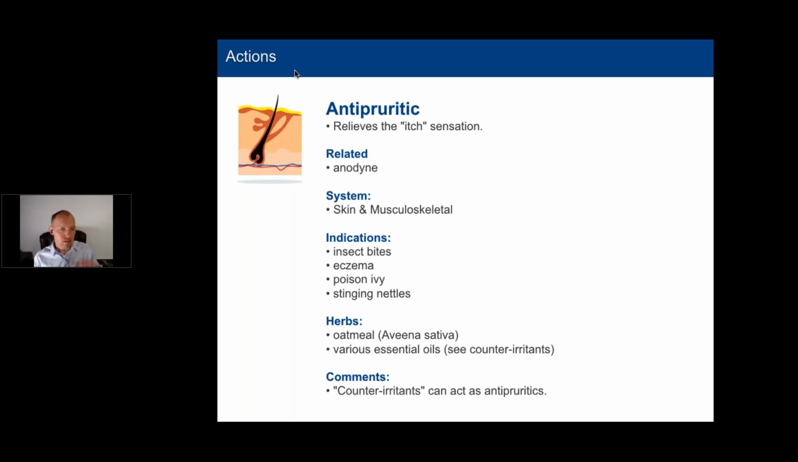Where someone might want to use an anti-pruritic herb is if they were, let's say, bitten by a mosquito, or if they had eczema or poison ivy, where there's some sort of immune reaction going on that's causing a release of histamine or other various cytokines that causes itchiness to the area.